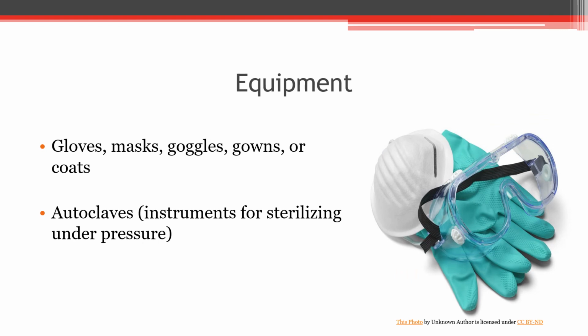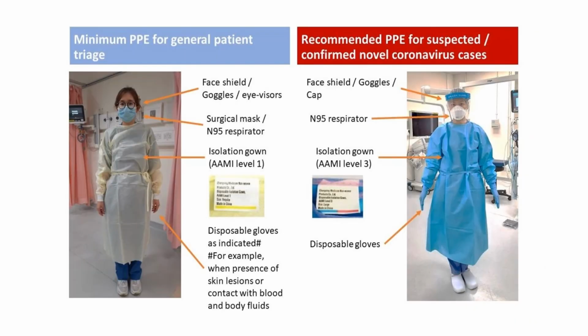Equipment. Gloves, masks, goggles, gowns, or coats. Autoclaves, instruments for sterilizing under pressure. Minimum PPE for general patient triage: face shield, goggles or eye visors; surgical mask or N95 respirator; isolation gown, ALMI Level 1; disposable gloves as indicated, for example, when the presence of skin lesions or contact with blood and body fluids.